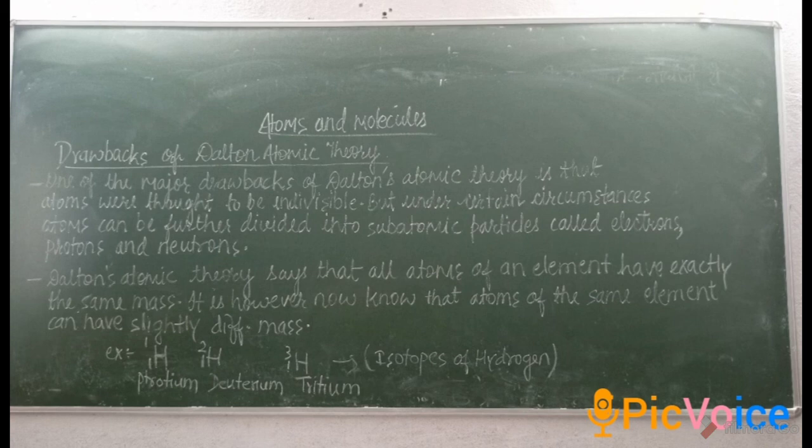Next, Dalton's atomic theory says that all the atoms of an element have exactly the same mass. But now we know that the atoms of the same element can have slightly different masses, and this is known as isotopes. For example, there are three isotopes of hydrogen: protium, deuterium, and tritium. Isotopes are the same element having the same atomic number but different mass. So protium, deuterium and tritium have different masses, 1, 2 and 3 respectively.